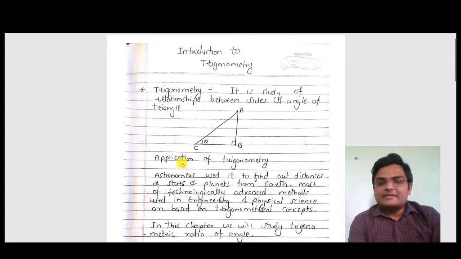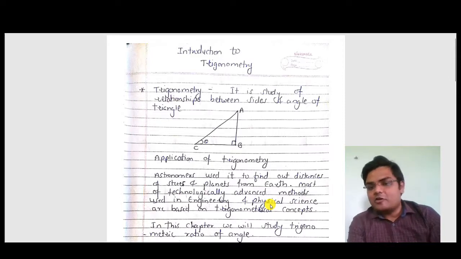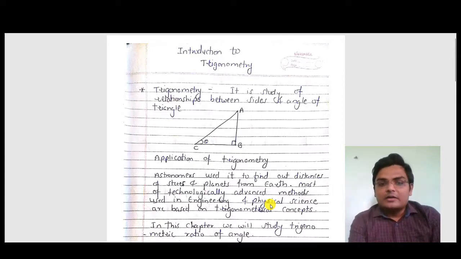Okay, so the next concept is application of trigonometry. Application means, what is my application? It is the uses of trigonometry. First, astronomers use it to find out the distance of the stars and planets from the earth. We can measure the distance between earth and stars or planets. Second, in engineering and physical science, trigonometry is used. So there are wide applications of trigonometry, so you should be concerned with all these trigonometric applications.